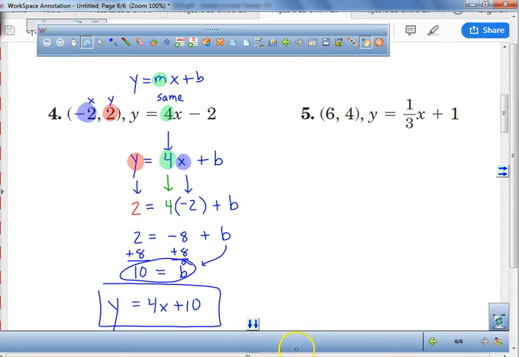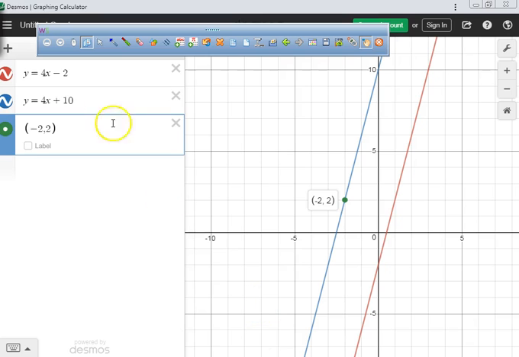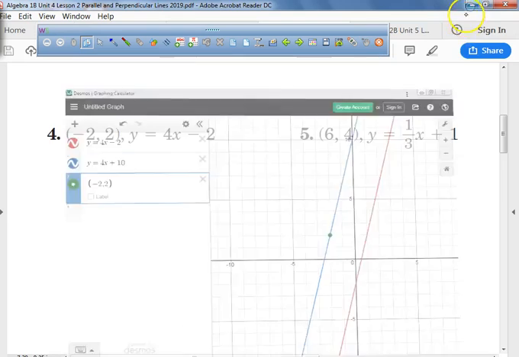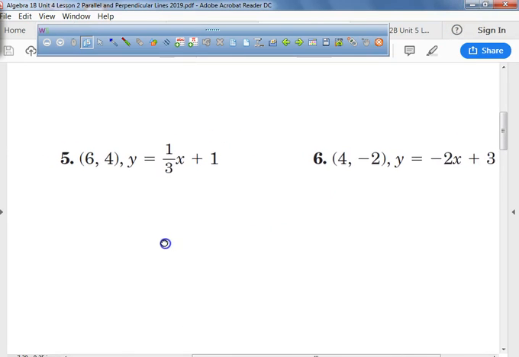So when I went to Desmos, I typed in my answers, and this line is parallel to this line, and it does pass through negative 2, 2. Alright, so I'm going to do this one right here.